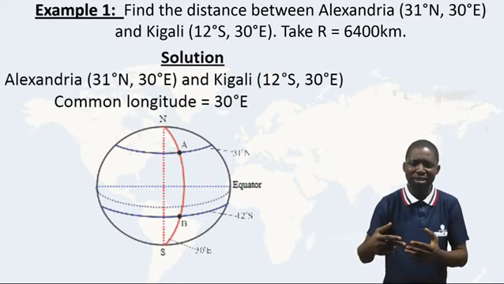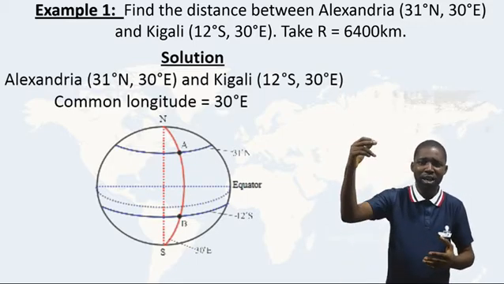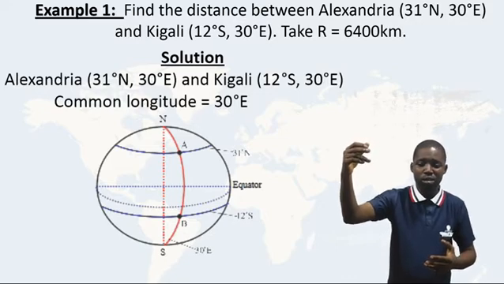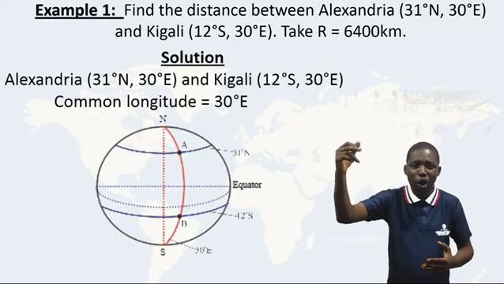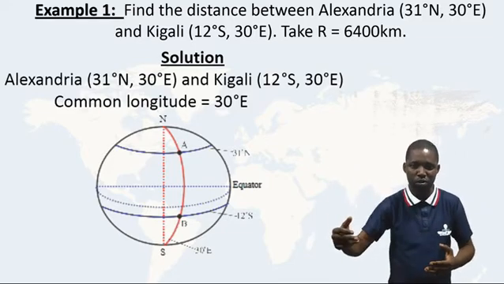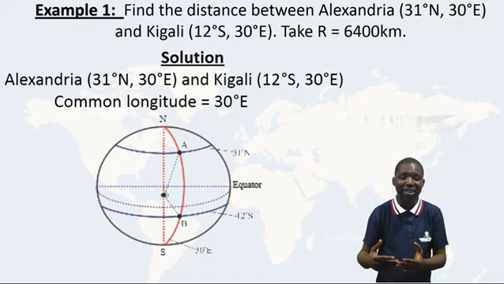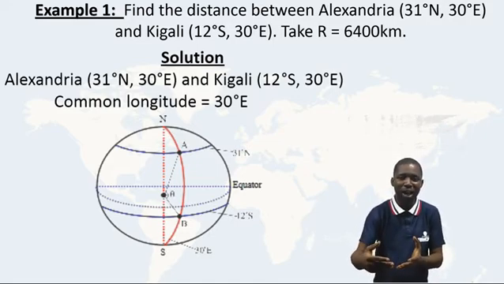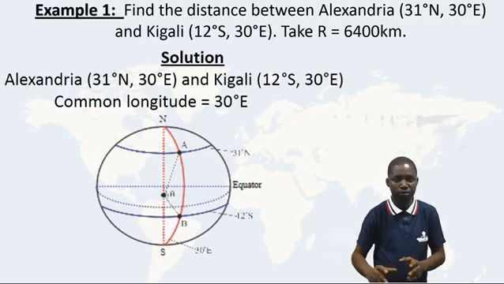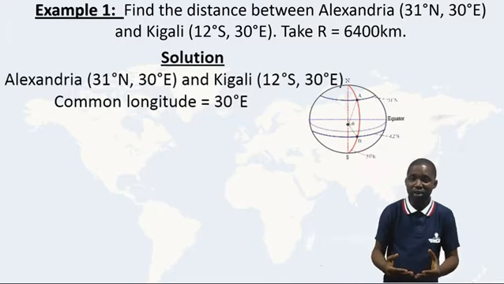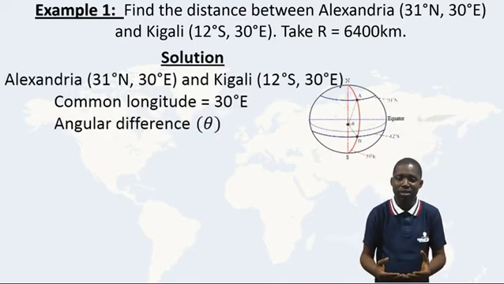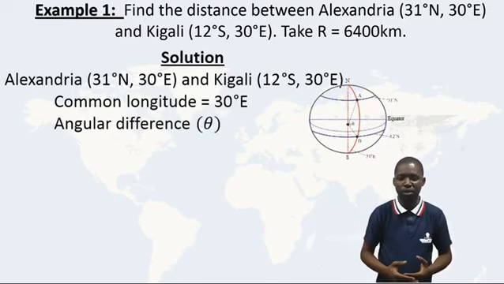So we can see that we are moving from position A, which is north, to another position B, which is south. So we are moving along the line of longitude. It is easy to identify questions involving parallel lines of longitude. Now, we put our longitude aside. We are going to get our angular difference with the latitude values.